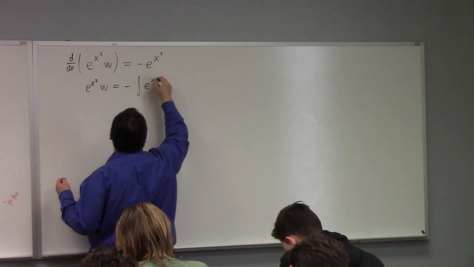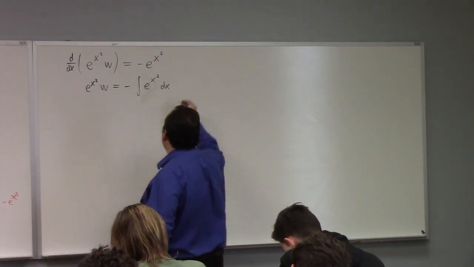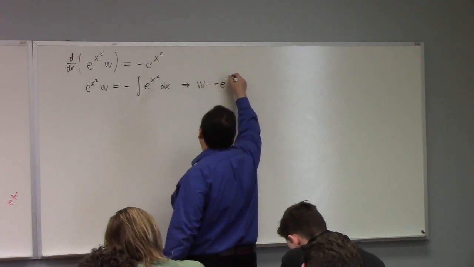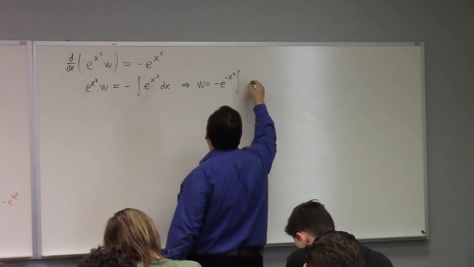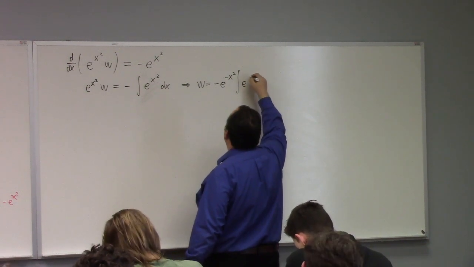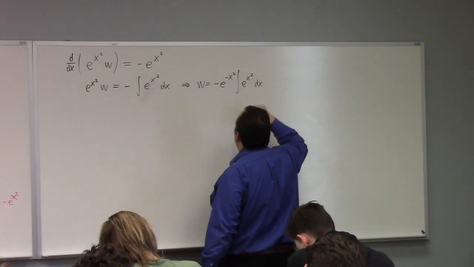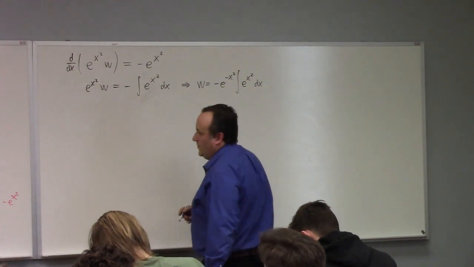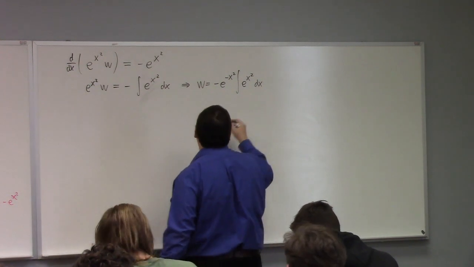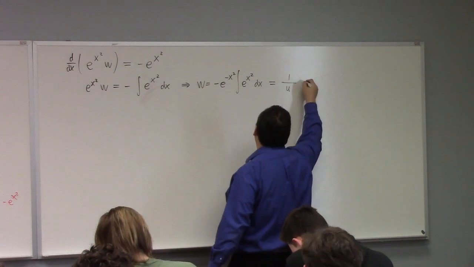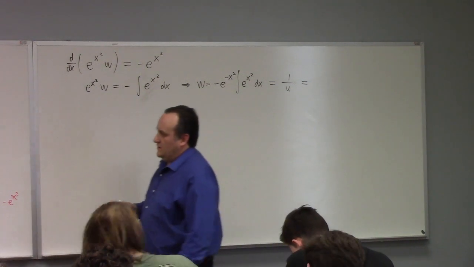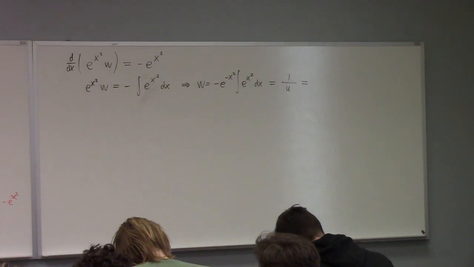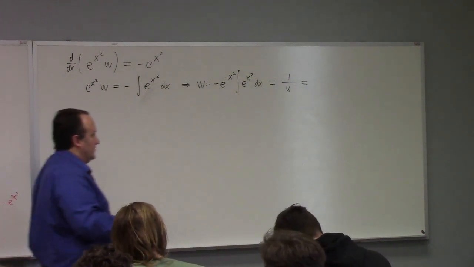Minus integral of e to the x squared dx, all right, which tells me then that w is equal to minus e to the minus x squared integral of e to the x squared dx, right? And what was w? Remember, w was 1 over u, so this is equal to 1 over u. But what was u? U if you go back, was y. Remember, y was 2x plus u. Y was equal to 2x plus u.